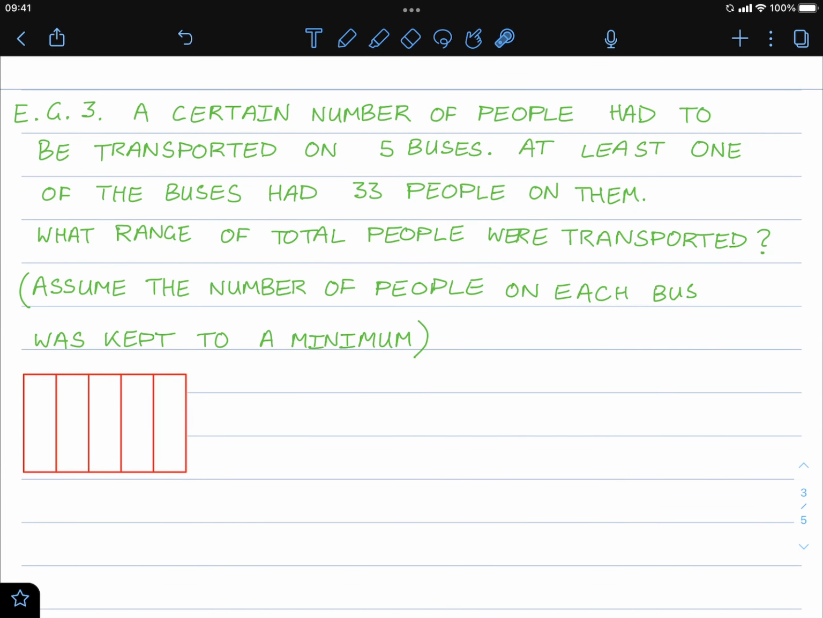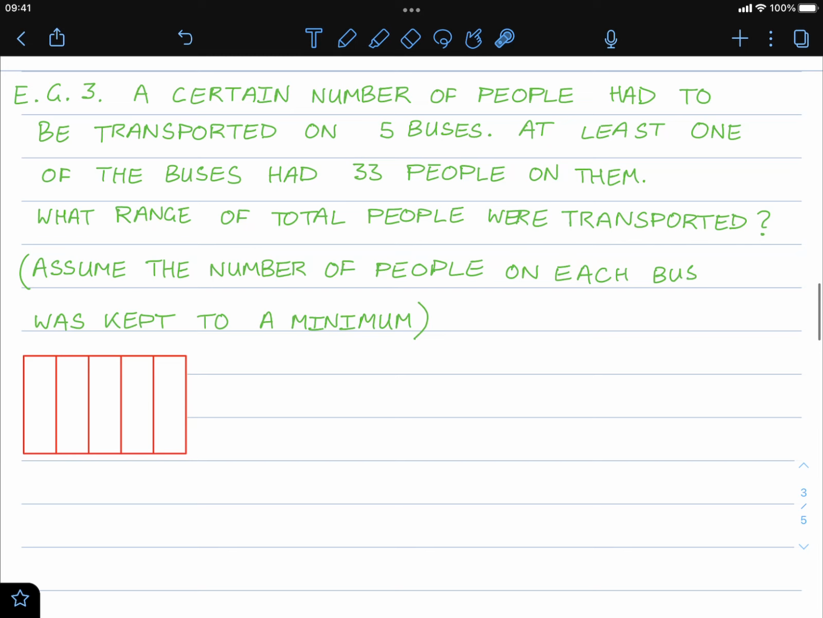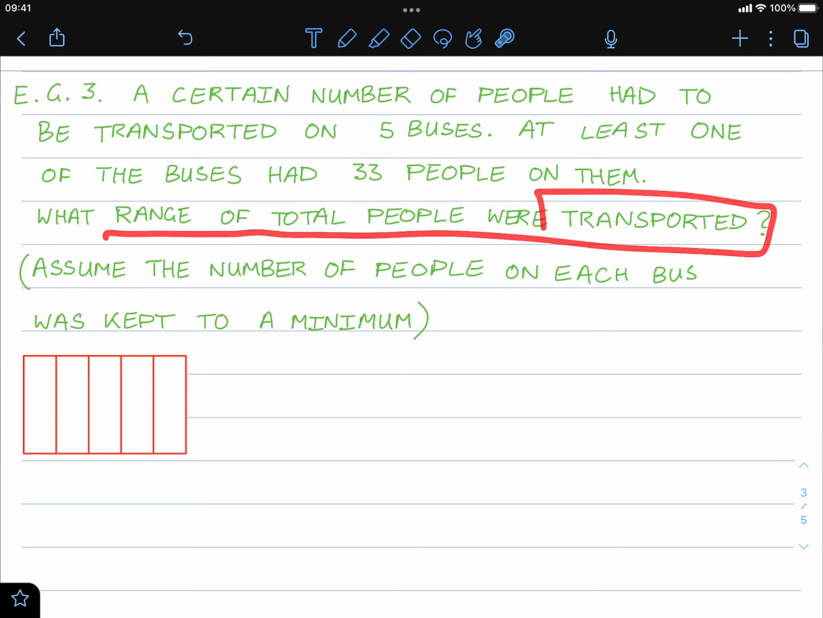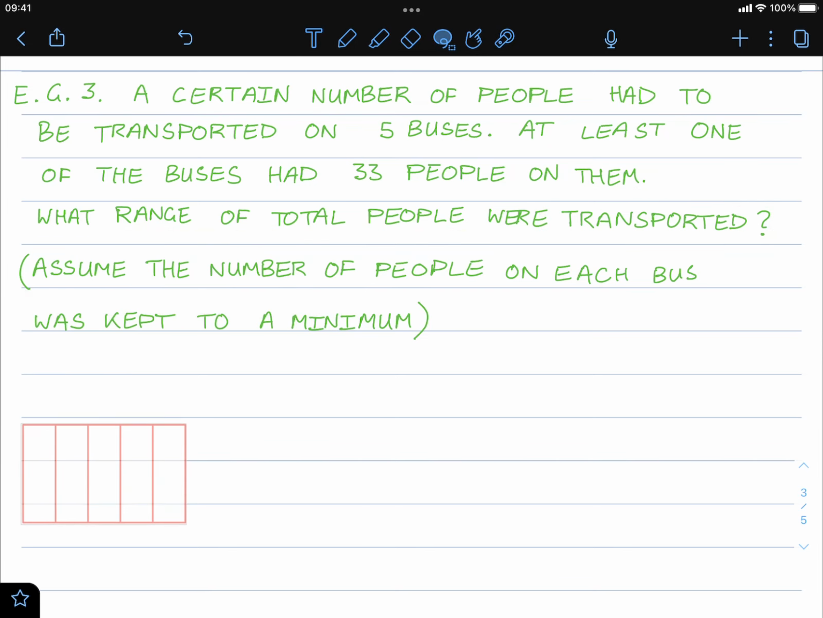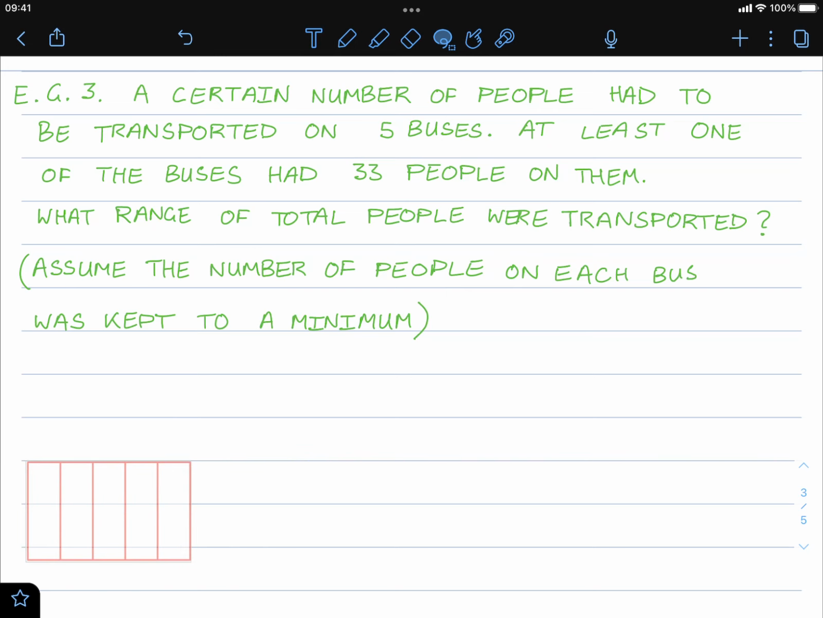A certain number of people had to be transported onto 5 different buses. At least one of the buses had 33 people on them. What range of total people were transported? Assume the number of people on each bus was kept to a minimum.